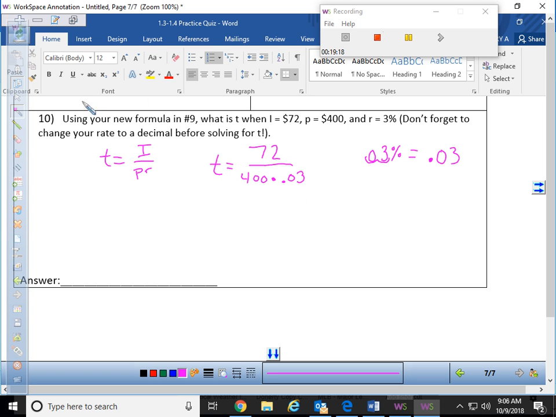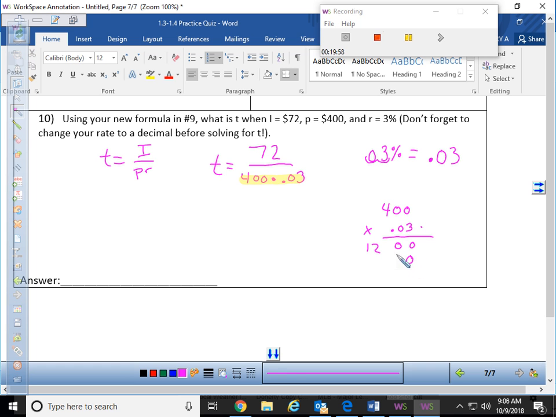Alright, so now let's go ahead and do this multiplication problem in the denominator, and we'll take this answer and divide it into 72. I don't want to divide yet. I want to multiply. So I want to take 400, and I want to multiply by 0.03. Well, there's shortcuts and long cuts, but let's just do it the long way. So 3 times 0 is 0, 3 times 0 is 0, 3 times 4 is 12.